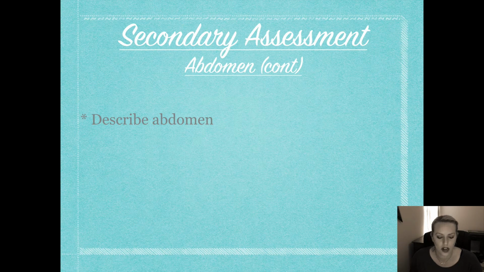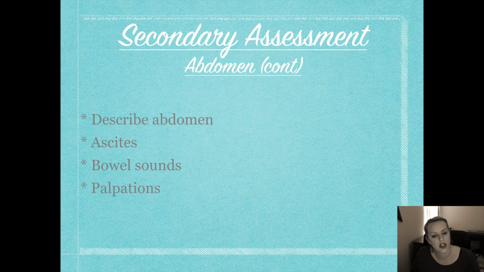So then we want to describe the abdomen: flat, rounded, bulging out. And I'm not just saying that they're overweight. This will be like your ascites patient. Bowel sounds, again, not very commonly checked in pre-hospital. Palpations, guarding. This is when you're palpating and they either suck in their stomach or they try and get away from you or they just grab your hand altogether.